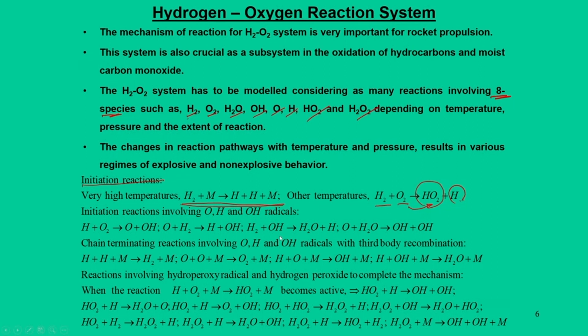And this chain terminating reaction, when you see, you can get either in the form of water formation, or we may have oxygen again directly, and there is also formation of hydroperoxy radicals and hydrogen peroxide. In fact this HO2 and H2O2 are nothing but your hydroperoxy radical and hydrogen peroxide. When they form, they try to stop the chain.